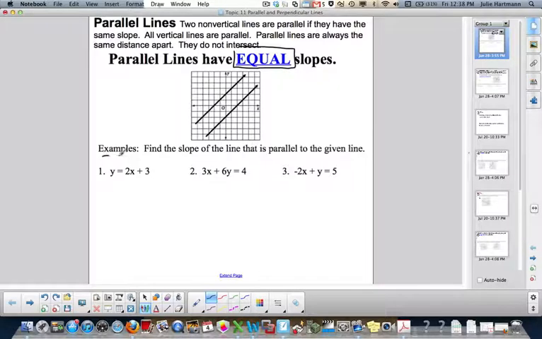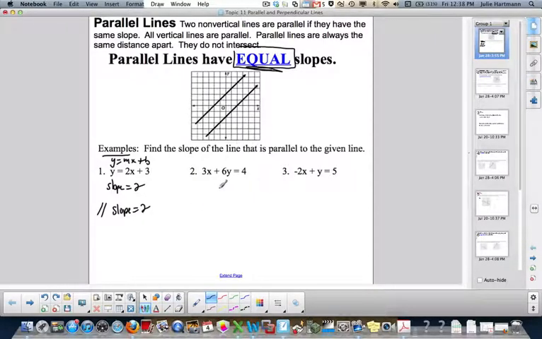So when you're doing the examples, find the slope of the line that is parallel to the given line. You first need to find the slope of the line given, and then the parallel slope will be equal to that. So here, number one, it's very simple. You're in y equals mx plus b form already. M is the slope, so your slope equals 2. So therefore, the parallel slope also equals 2.